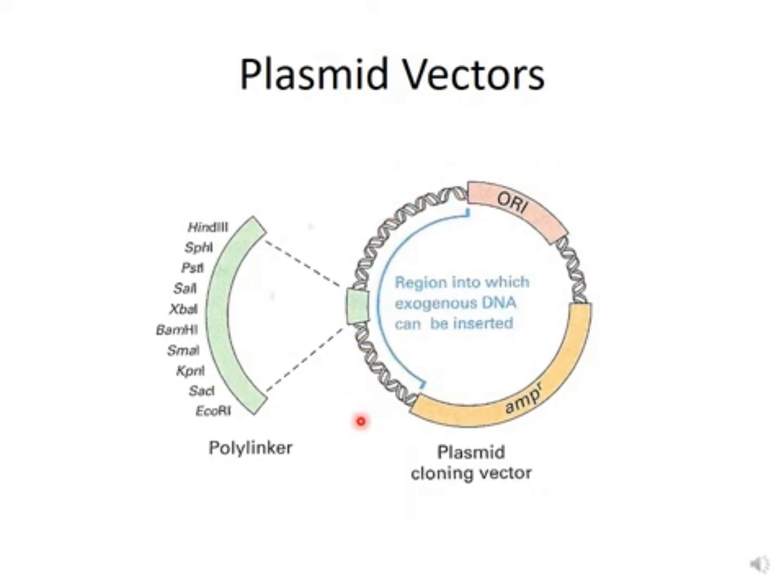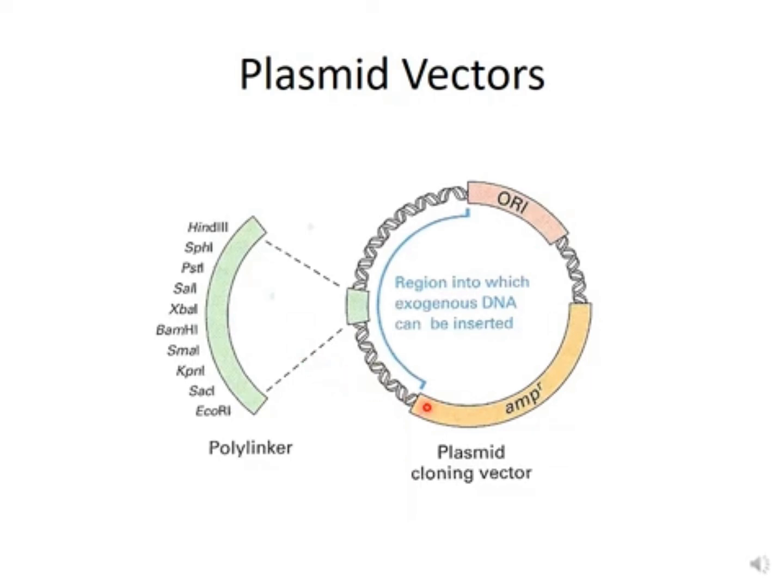So this region is called the polylinker, and it's called that because it has multiple locations for different restriction enzymes to be cut. So these all are names of restriction enzymes: HindIII, SphI, BamHI. These all are different restriction enzymes. So depending on the sequence that we want to insert, we use the corresponding restriction enzyme and cut both the plasmid vector and the fragment that we want to insert in that vector with the same restriction enzyme, preferably with a restriction enzyme that results with a sticky end.